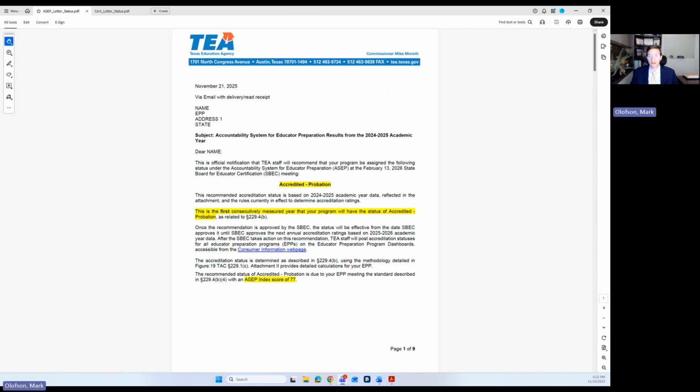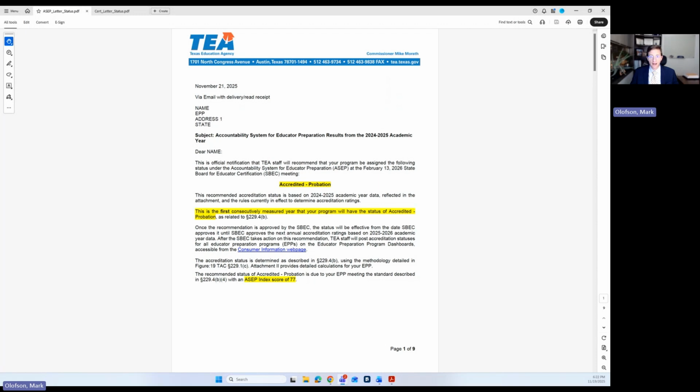Other statuses may be accredited, accredited warned, or accredited no data. If the program has a status of accredited probation, there is also a notation highlighted here that names how many consecutive years this program has had a status of probation. This is important because a program that is on probation for 3 years is moved to revocation.